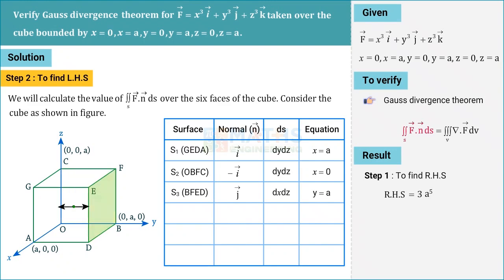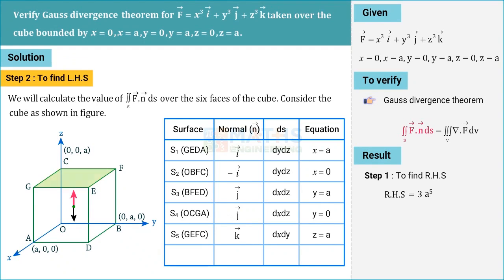Now consider the surface BFDE. Here the normal vector is positive direction of y-axis. So that is j vector. Equation of this surface is y is equal to a. So dy value becomes 0. We have x and z coordinate alone. So dS is equal to dx dz. On the surface OCGA, the normal is negative direction of y-axis. So we get minus j vector. As y is equal to 0, our dy value is equal to 0. We have x and z coordinate alone. So dS is equal to dx dz.